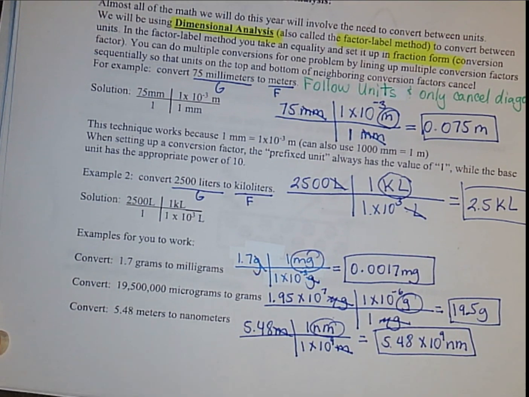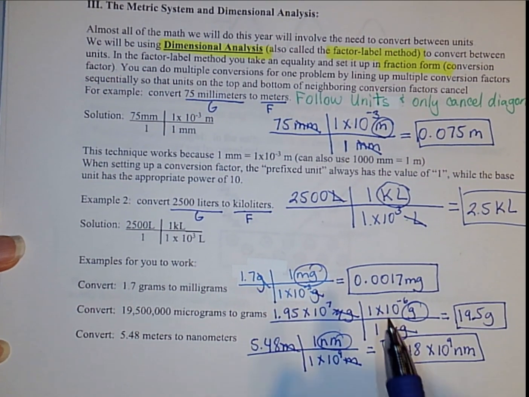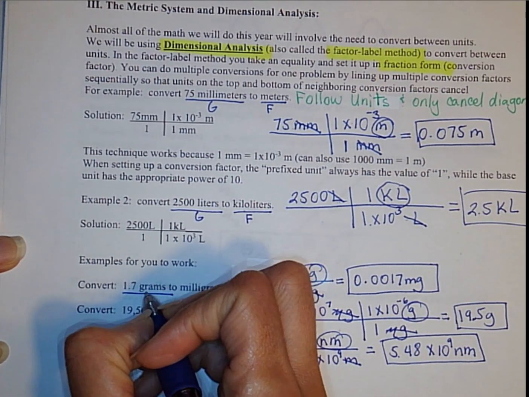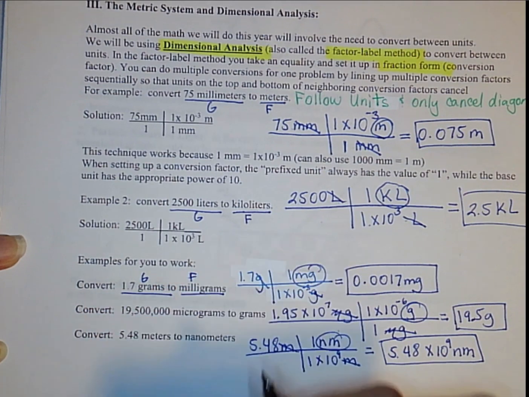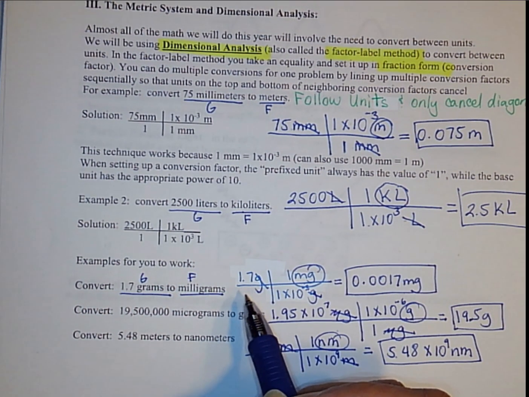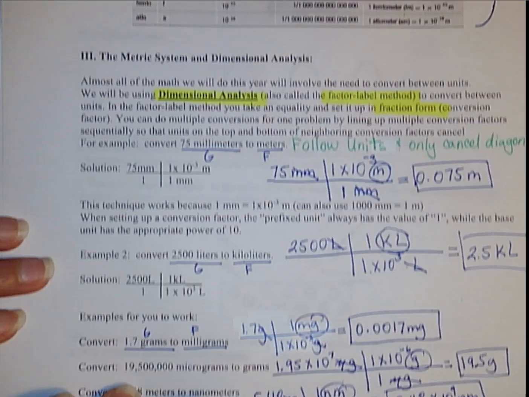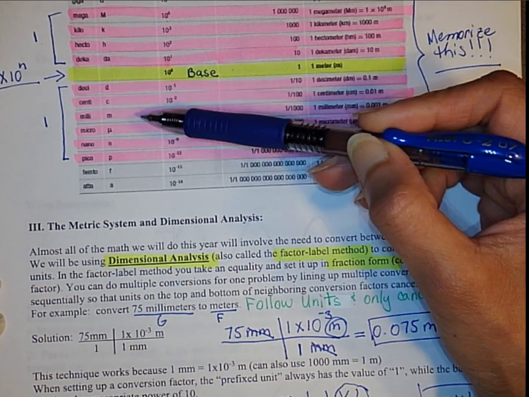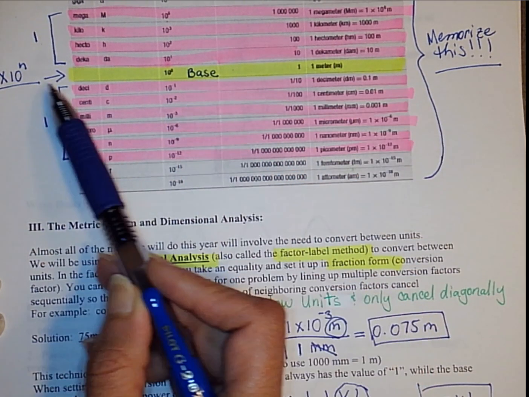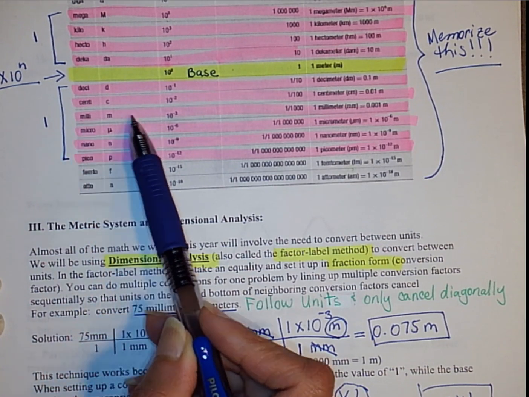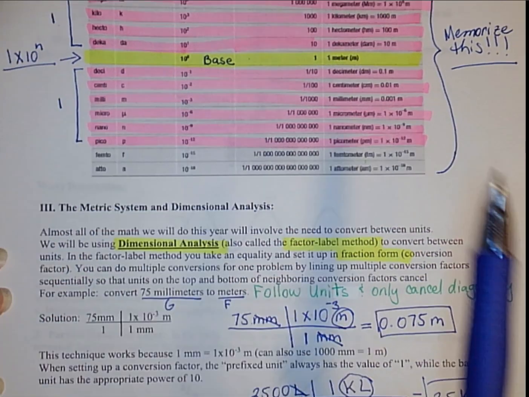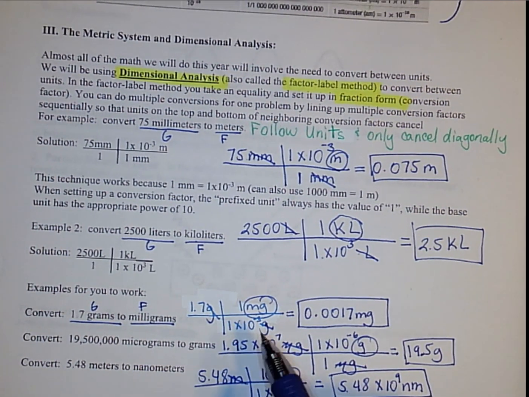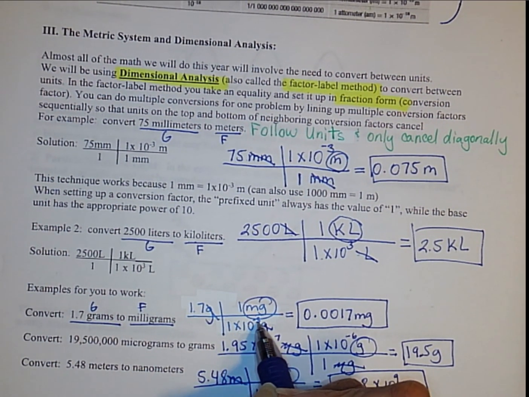Okay, so let's go over these problems really quick. The first one, we're converting 1.7 grams into milligrams. That's what we're trying to find. Always start off with your given, which is 1.7 grams right here, and we are going to convert from grams to milligrams. So you're going to use your chart right here. This is your base, or your grams, and you're going to milligrams, which is right here. Keep in mind that 1 times 10 to the negative 3 is equal to 1 milli. And that's what we have here. We have 1 times 10 to the negative 3 in the denominator, and we have 1 milligram on the top.